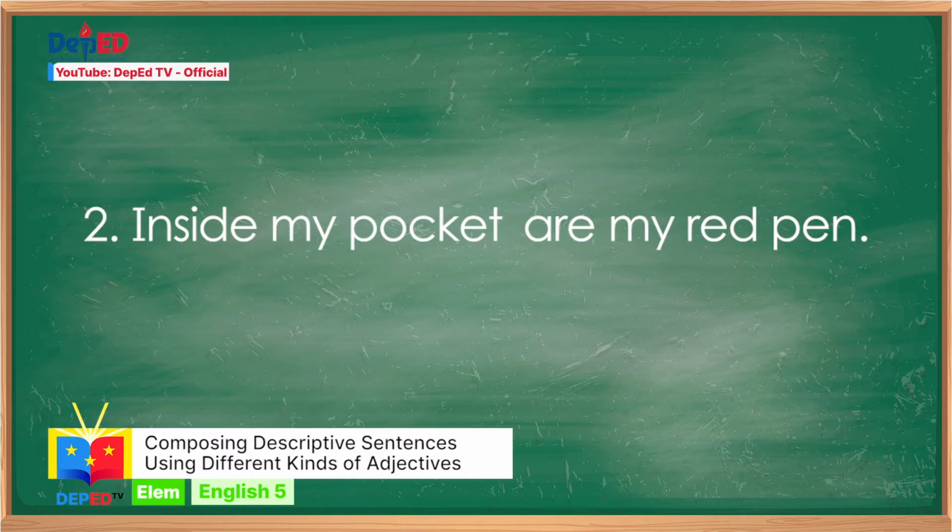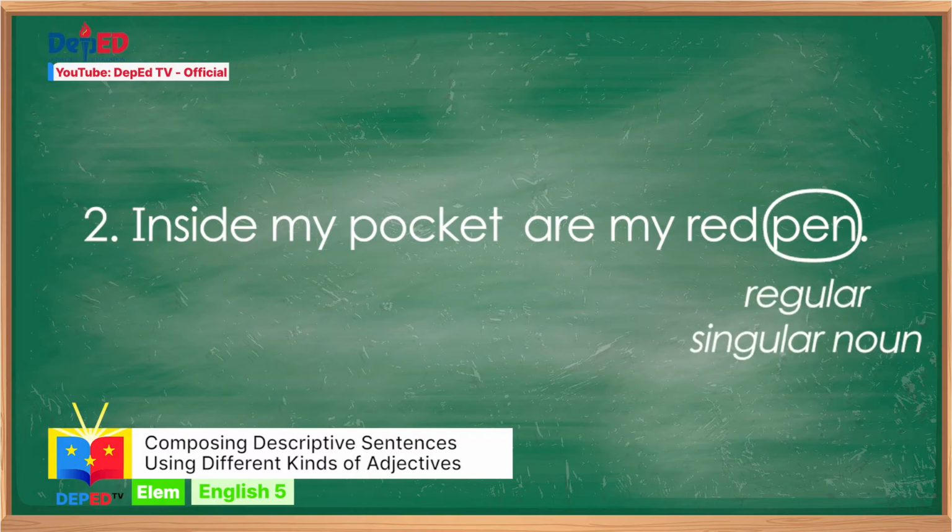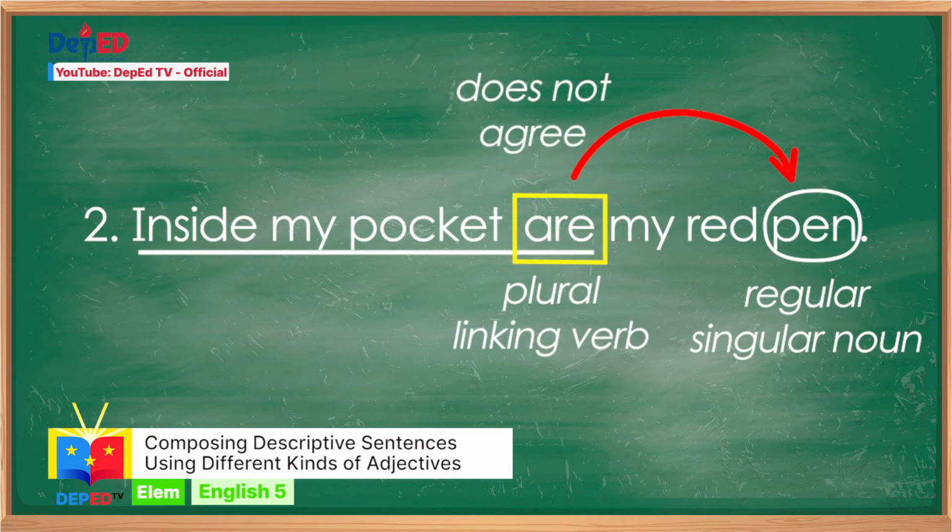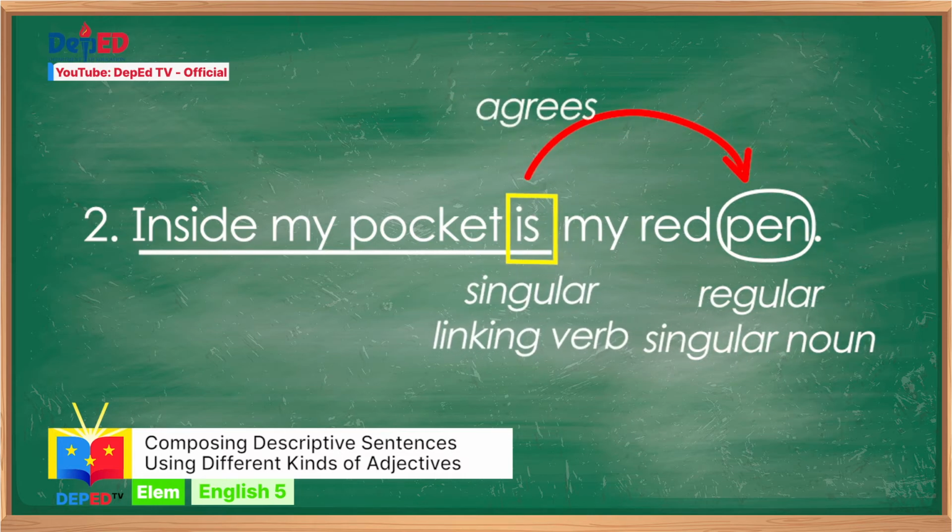Number 2. Inside my pocket are my red pen. Let us identify the subject. Correct! The subject is pen. Pen does not have the suffix s, so it is a regular singular noun. Let us now determine the predicate. The predicate is inside my pocket are. The be verb are does not agree with the number of the subject. It should be is. The correct sentence is, inside my pocket is my red pen.